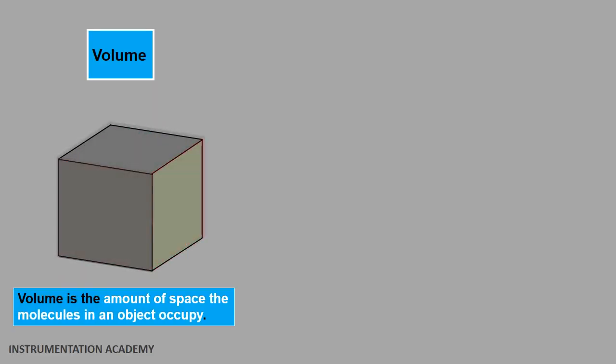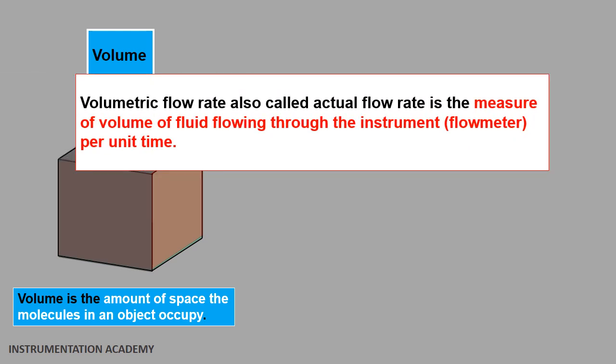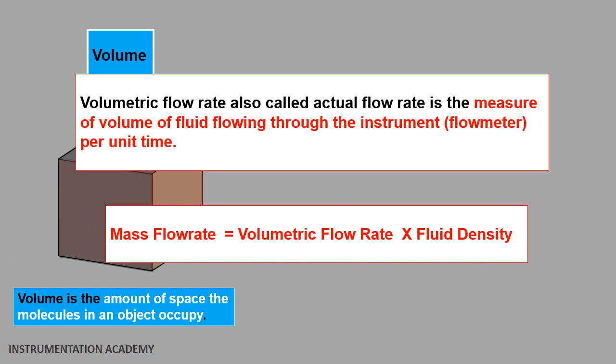Volume is the amount of space the molecules in an object occupy. Volumetric flow rate, also called the actual flow rate, is a measure of volume of fluid that flows through the instrument per unit time. Mass flow rate and volumetric flow rate are related by the equation mass flow rate is equal to volumetric flow rate multiplied by fluid density.